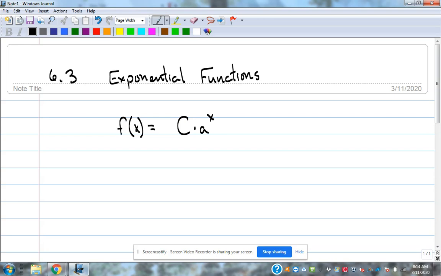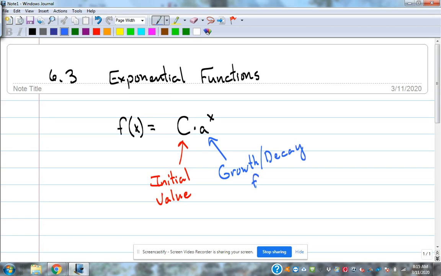The standard form for an exponential function is f of x is equal to c times a to the x, x being our variable, and it's in the exponent area. The c that's in the front there is what's called the initial value. A, that's the base of the exponential there, is the growth or decay factor. Growth or decay factor is what that's called.